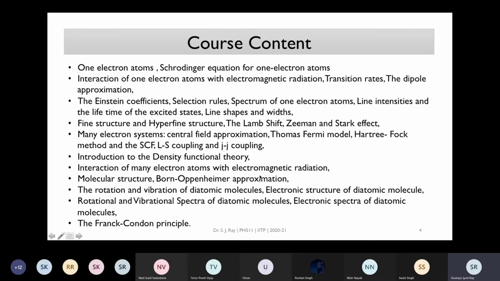Then we'll discuss the Born-Oppenheimer approximation and the different types of spectra, for example rotational spectra, vibrational spectra, and electronic spectra. And I think this last part is the control principle. So that is the basic part of it. These parts will be mostly discussed towards the end of the semester.